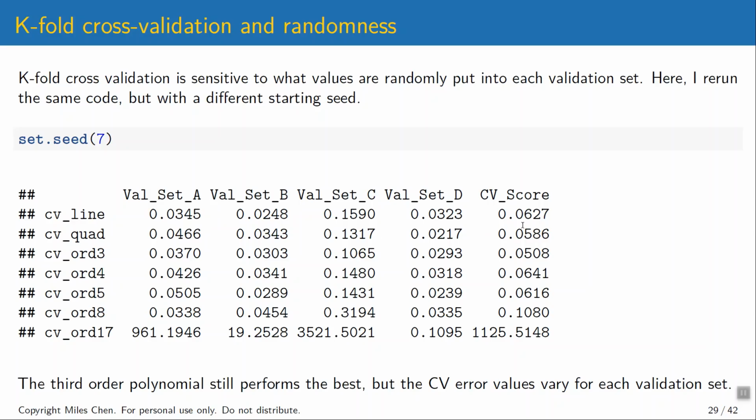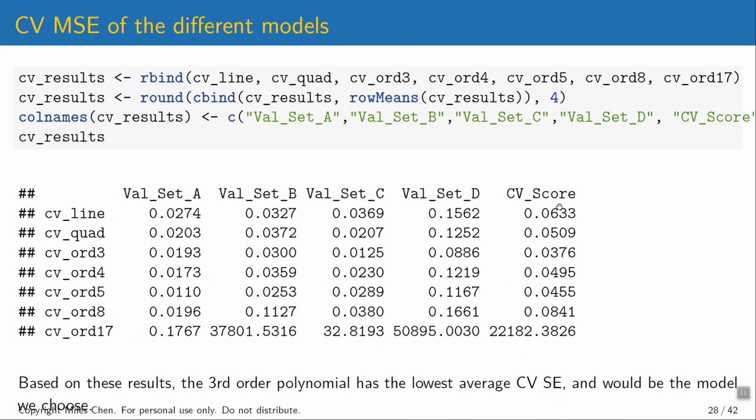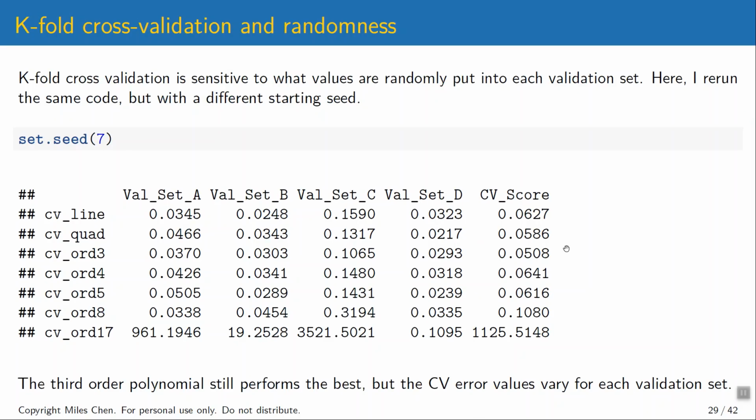Okay, and so if I look at these cross-validation scores, which are just the average of the other 4, just again looking at this column of cross-validation scores, we see that the 3rd order polynomial, the cubic function, still performs the best, whereas the 17th order polynomial performs the worst, and everything else is somewhere in between. So that's what happens here.